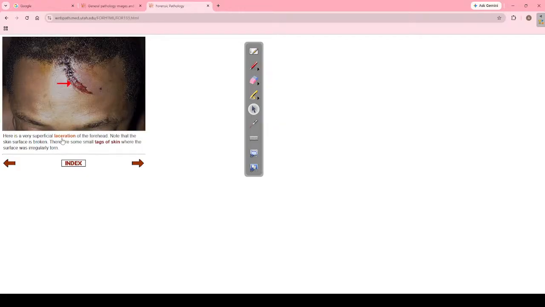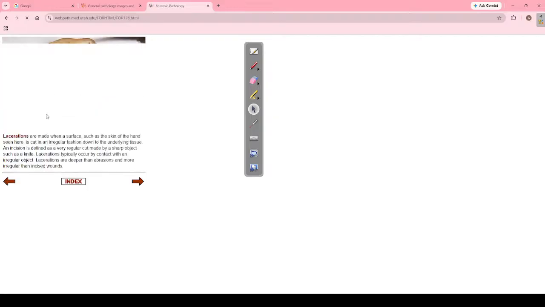Then we have a superficial laceration of the forehead. Note the skin surface is broken. Some skin tags are also present over here, irregularly torn skin tags, because it is irregularly torn. Yeah, very easy to treat all these. Just put some sutures.